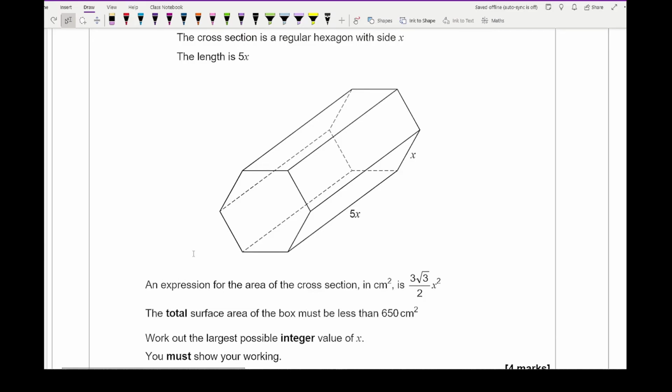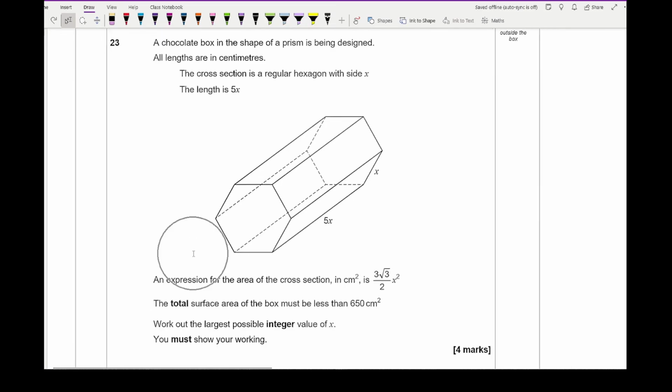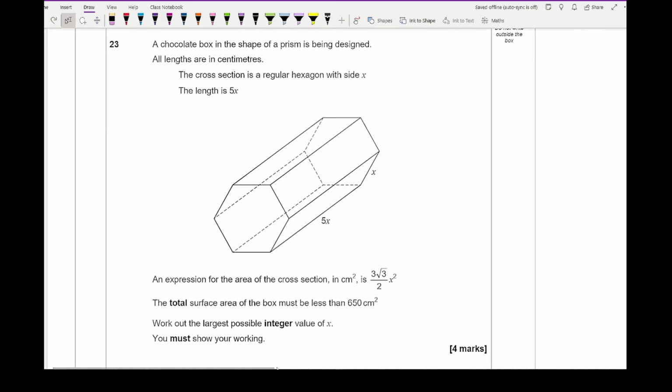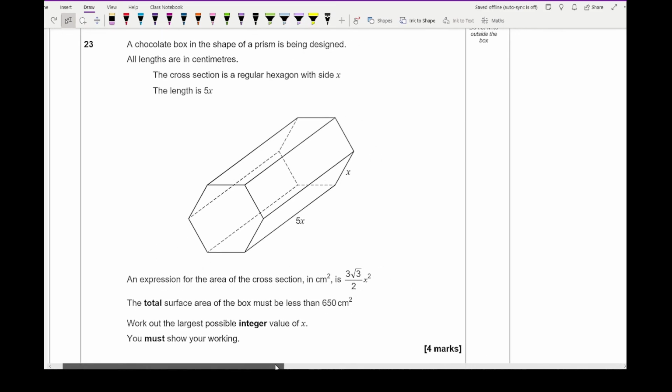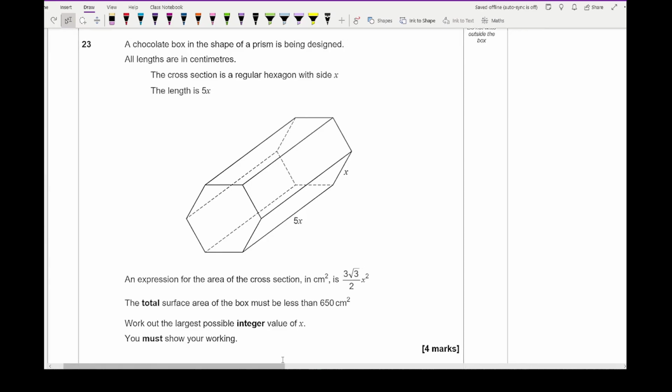Now, before we get started on this particular question, let me just zoom out so we can see the question in its entirety. And let me just scroll a little bit across so we've got a bit more room. Now, to work out the total surface area, it's the area of all of the faces, in which I'm going to have two hexagons and I've got 6 rectangles.